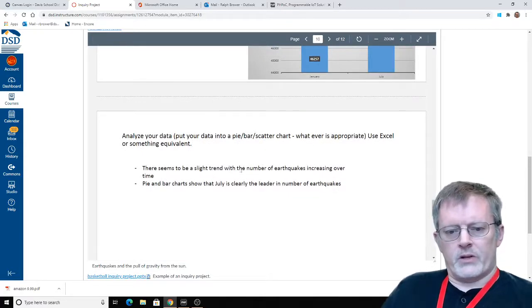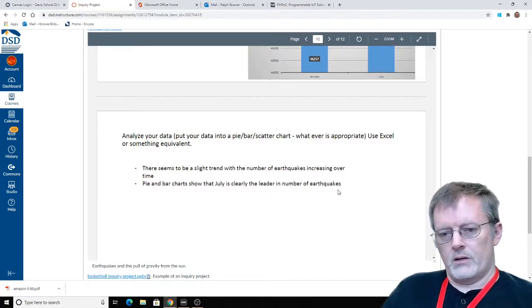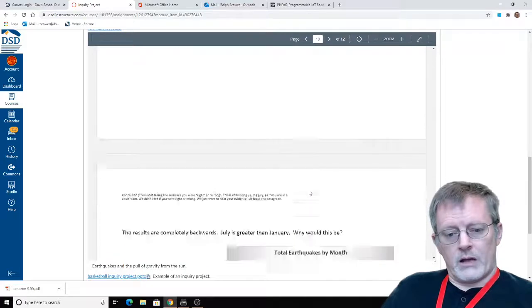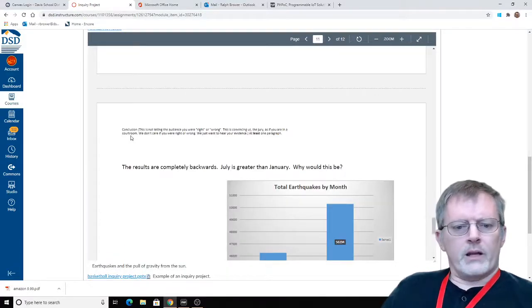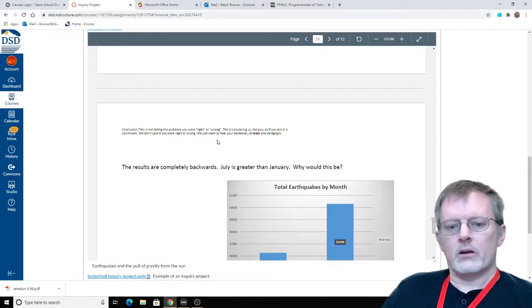There seems to be a slight trend with the earthquakes increasing over time. Pie and bar charts show that July is clearly the leader in number of earthquakes. So very interesting result. However, here a tiny little spot here. Conclusion. This is not telling the audience you were right or wrong. This is convincing us, the jury, as if you are in a courtroom. We don't care if you were right or wrong. We just want to hear your evidence.